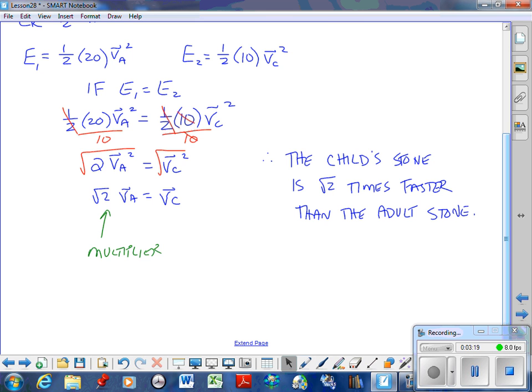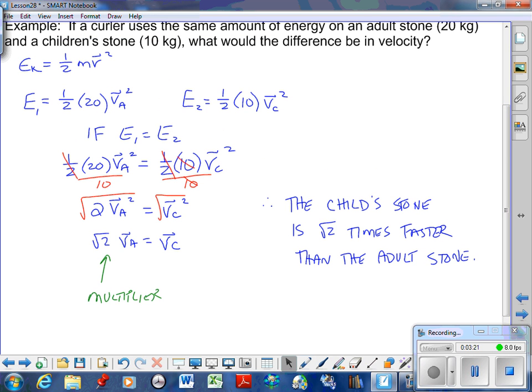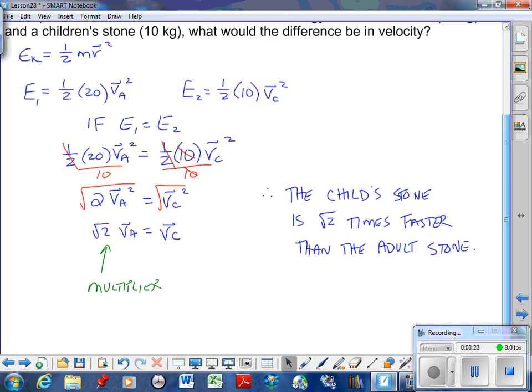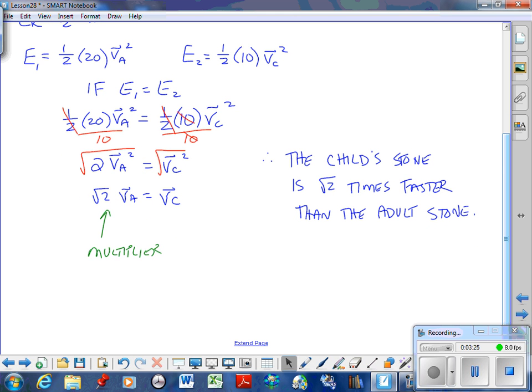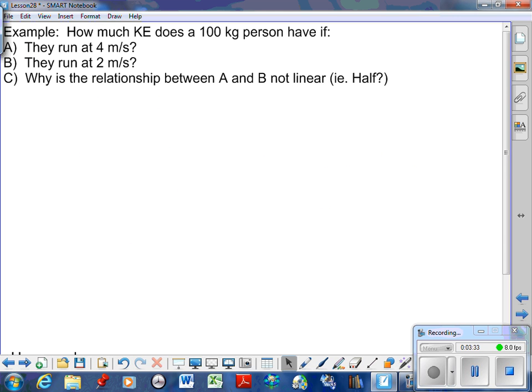So from that, we get the answer. What would the difference be in velocity? Well, the child's stone is going root 2 times faster. Root 2 is approximately, you can do decimals, about 1.7 times faster. All right. So this is the one that shows that, we'll talk about delta energy, or change in energy, for a second.